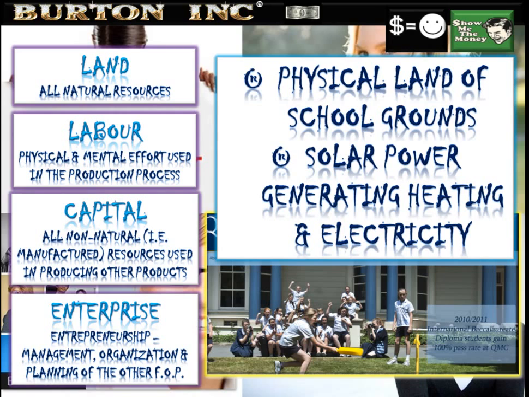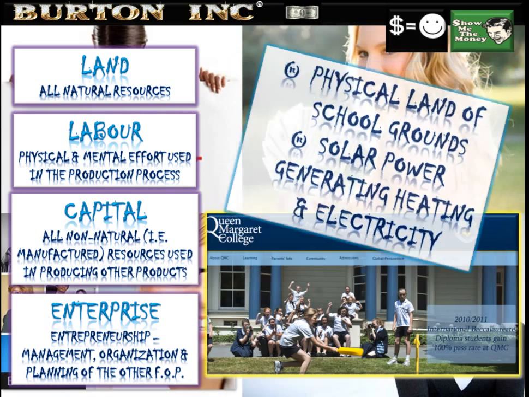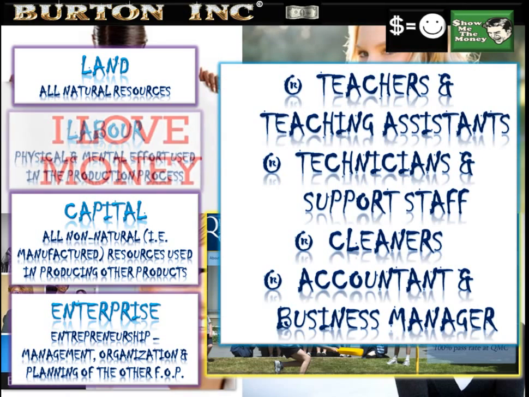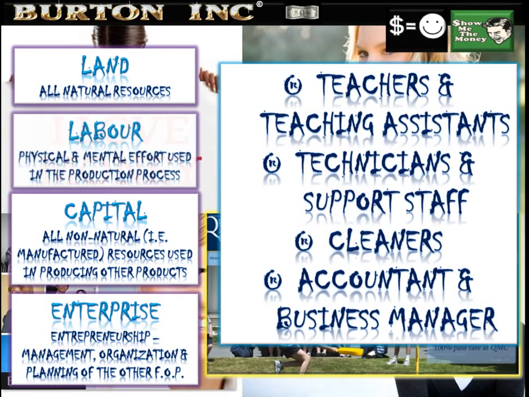Now, land, the physical land of the school grounds, and perhaps solar power generating heating and electricity would be the other example of land factors of production used here. Labour, a lot of labour goes into producing the education service. Teachers and teaching assistants, technicians and support staff, our dear technicians and support staff, without which none of this would be possible. Cleaners, God bless our dear cleaners.